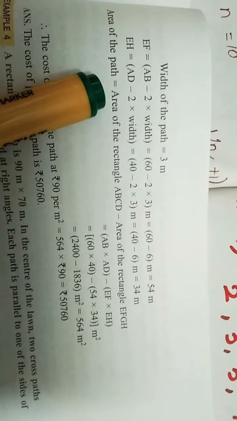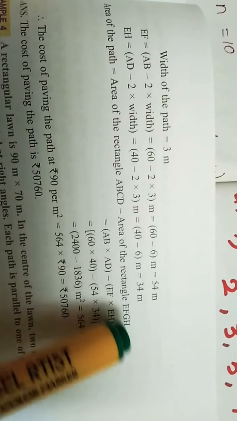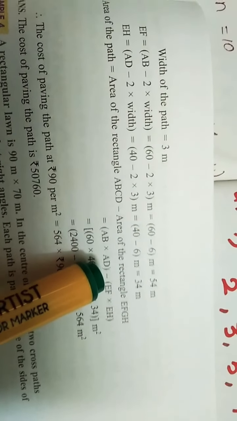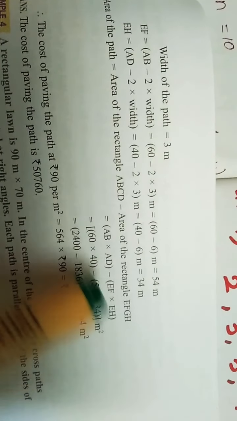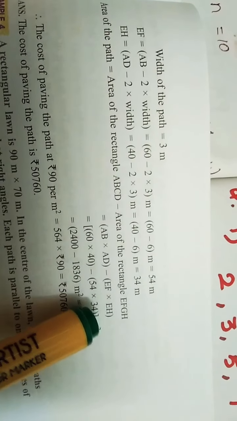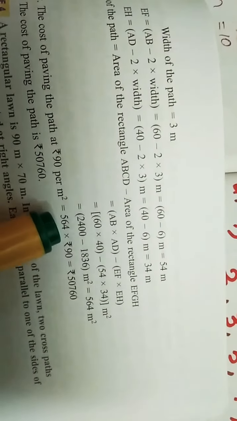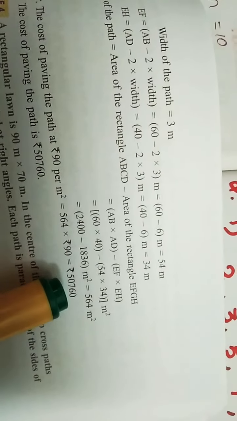Area of the path is equal to area of the rectangle ABCD minus area of the rectangle EFGH. AB into AD minus EF into EH. 60 into 40, 2400, minus 54 into 34, 1836 meter square, equal to 564 meter square. The cost of paving the path at rupees 90 per meter square equal to 564 into 90, equal to 50,760. The cost of paving the path is rupees 50,760.